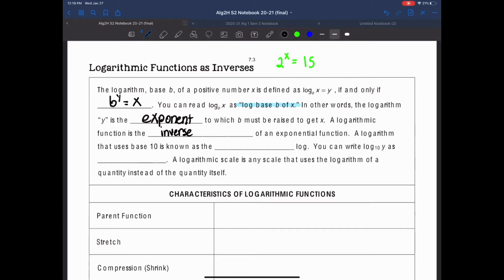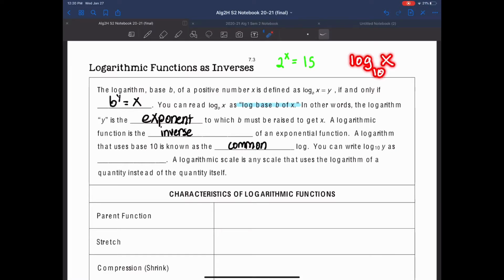Now, a logarithm that uses base 10 is known as the common log. So this is one of those things, right? When we talk about square roots, we know that the common index that we use for square roots is 2. So if you just see a root symbol without any number, you just assume that it's 2. Now for logarithms, that key number is going to be 10. So if you just see log of x, we assume that the base is 10.